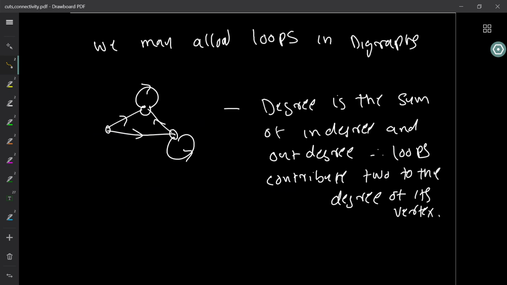Now, one can also have loops. As we said, we already have multiple edges, like parallel edges, which are basically multi edges in the base graph that we are looking at. But we can also have loops. Now, if you look at the degree of a vertex, that degree is the sum of the in degree and out degree. But when you have a loop at a vertex, its out degree is 1 and its in degree is also 1. So the sum of these two is going to be 2. So the degree is 2.